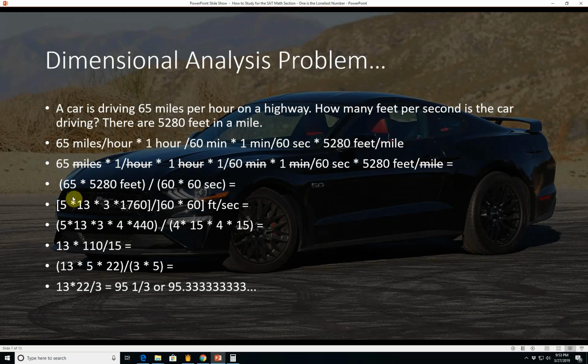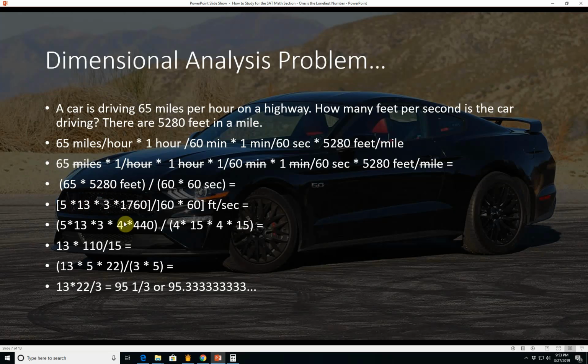So we can factor this out. Factoring is a great way to do things if you're good with your multiplication tables, so you don't have to get out your calculator. So I know 65 is 5 times 13. And then I know that 3 times 1760 is 5280 because I know how many yards are in a mile. So then we can go, all right, so that's 5 times 13 times 3 times 1760 over 60 times 60.